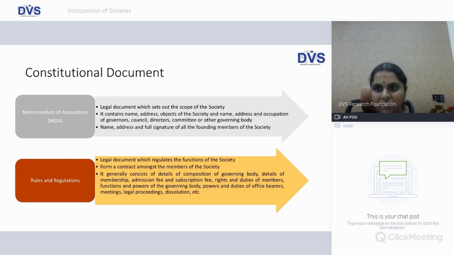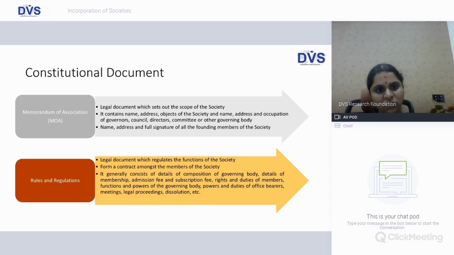But in the case of societies, the certified copy of your memorandum of association and the rules and regulations shall be the presumptive evidence that you are registered as a society. Hence, these two documents assume significance while you register a society.